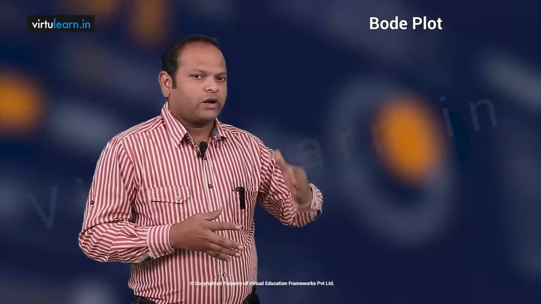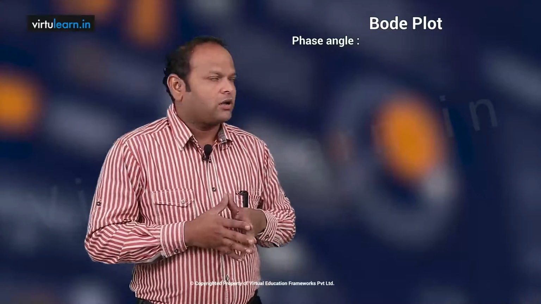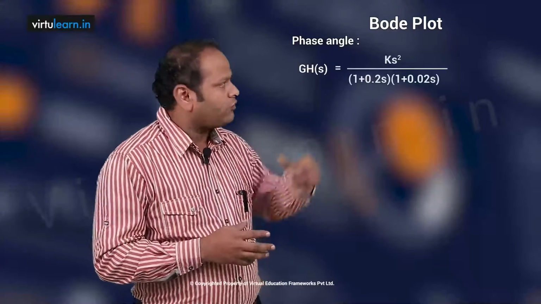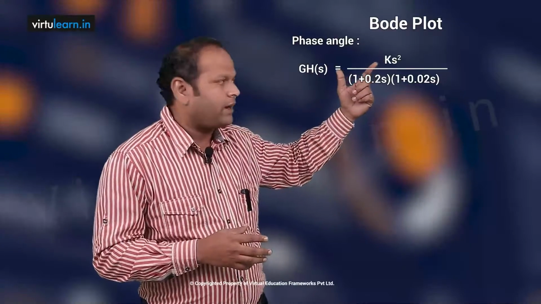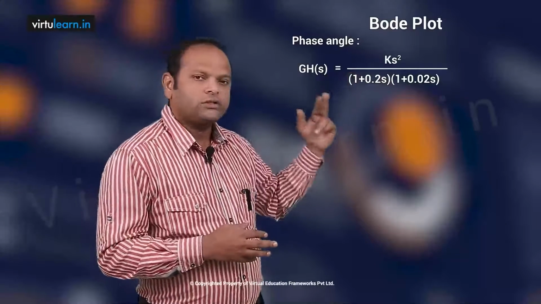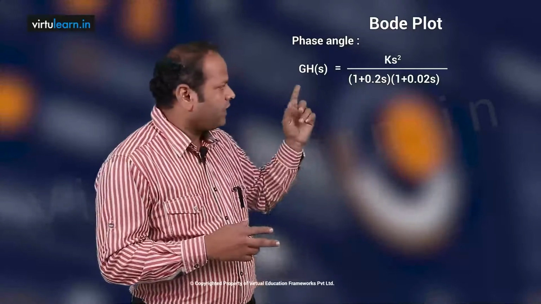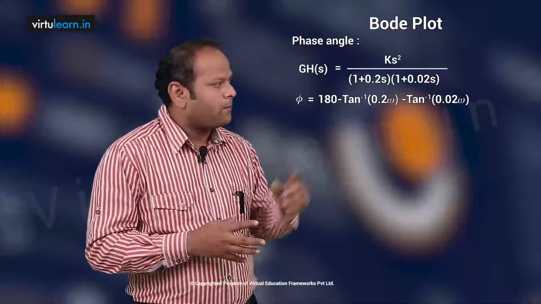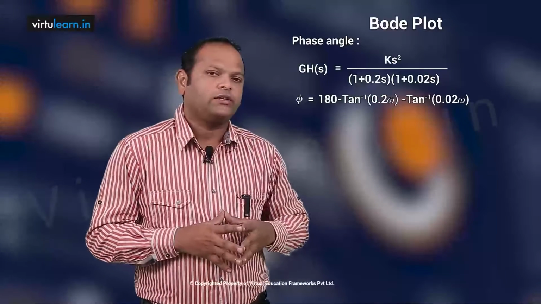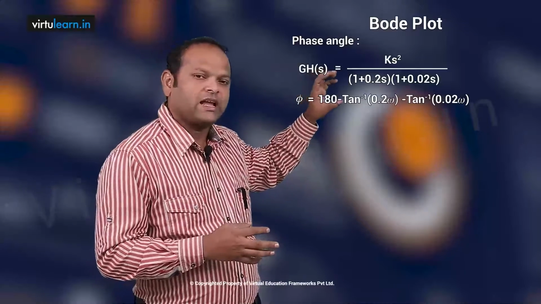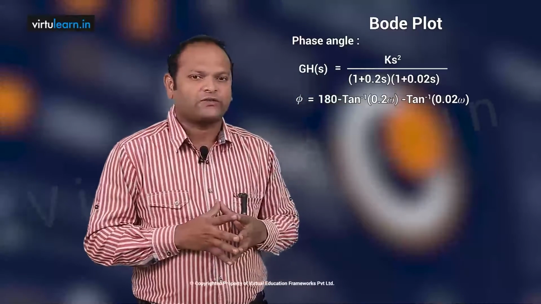Similarly, I want to get the phase plot. For the phase plot, write the phase angle expression. Now, in this particular problem, we have two zeros in the numerator and two finite poles in the denominator. So, two zeros directly I will get plus 180. So, phi is equal to plus 180 minus tan inverse 0.1 omega minus tan inverse 0.02 omega. So, this is the transfer function phase angle expression for the given transfer function.